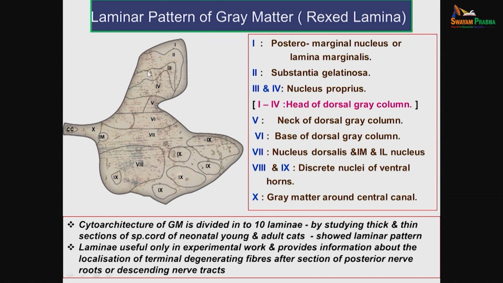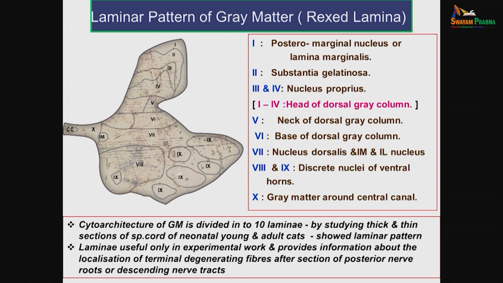So you can just look at the picture that 1 to 10 lamina are labeled. As you all know, this is anterior grey horn, this is posterior grey horn, this is the intermediate region, this is the central canal, and this is the grey commissure. So lamina 1, as pointed out in the picture, corresponds to posterior marginal nucleus. Lamina 2 is substantia gelatinosa. We have learnt all these in the previous slides. Lamina 3 and 4 corresponds to nucleus proprius. So 1 to 4 corresponds to head of dorsal grey horn or grey column.